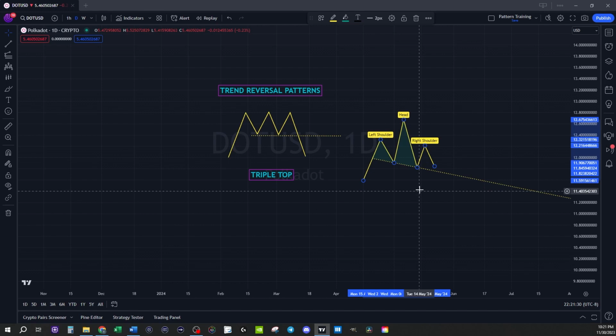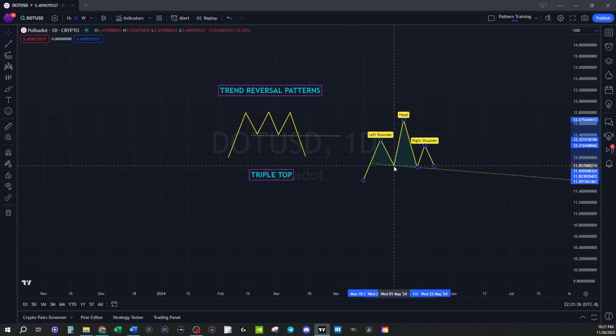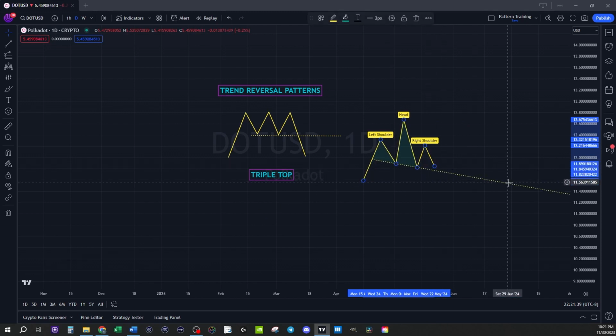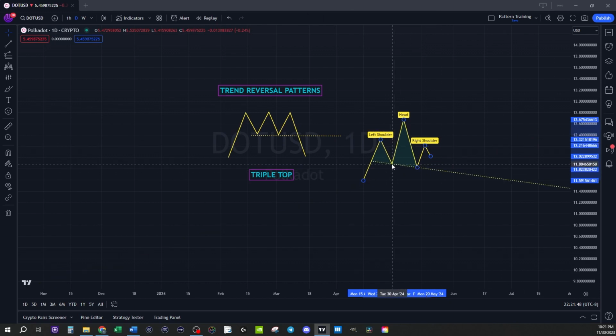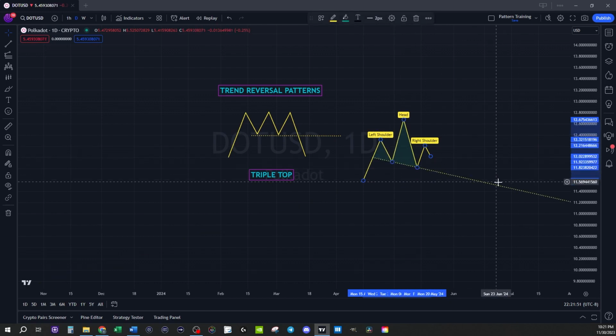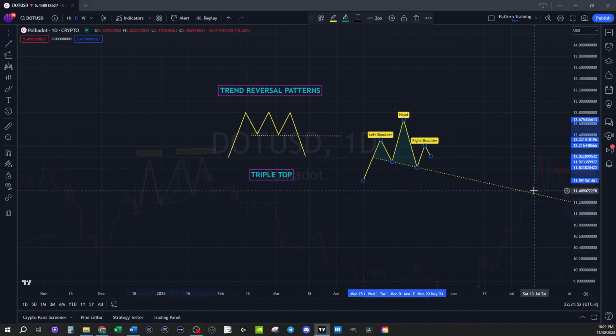Now with triple tops, triple bottoms, and head and shoulders, we have what's called a slanted neckline. It can either be horizontal or you can have a slant to it. Now the slant could actually turn into a long-term projection tool. If you have an upward slanting, price could react to that in the future. On the downside, price can also react to that in the future.